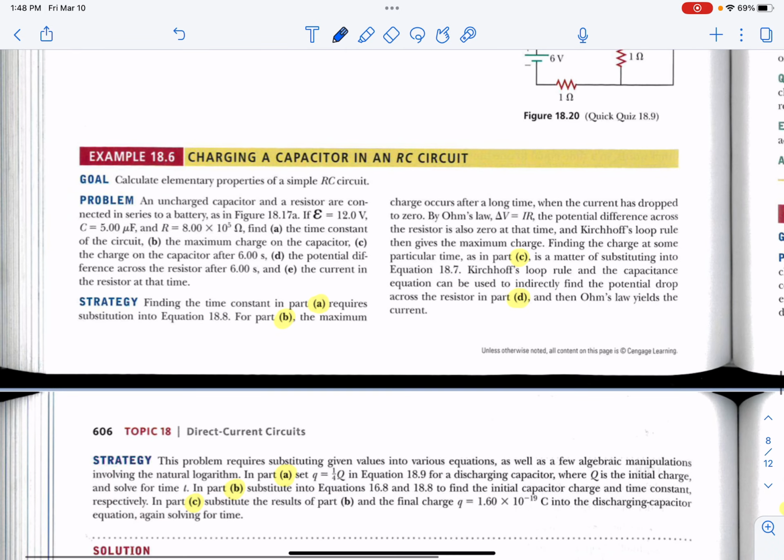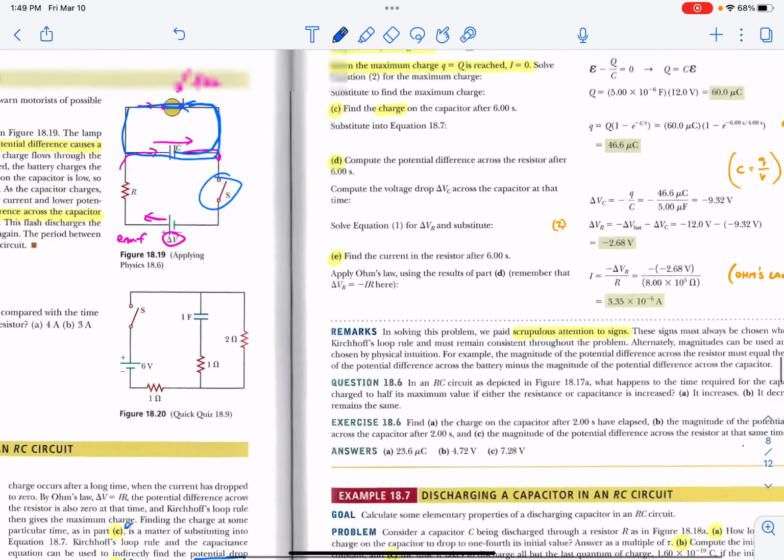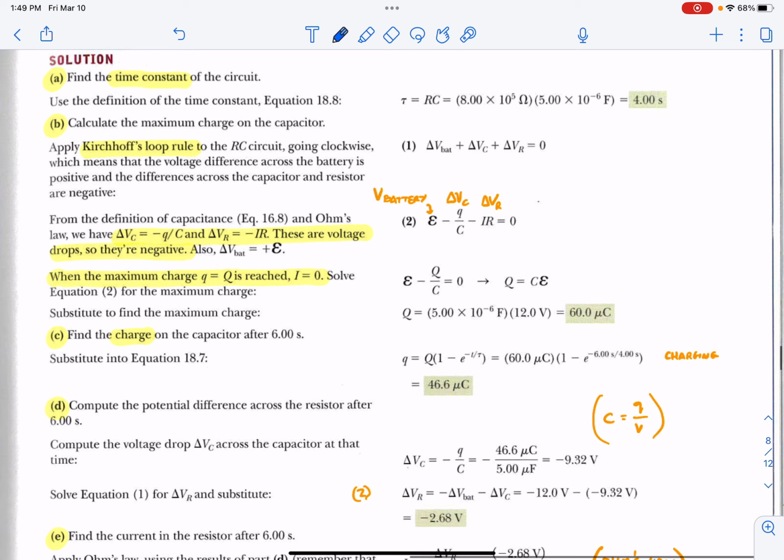If we look at a math problem having to do with charging a capacitor, in this particular problem, we'd like to know, for example, find the time constant, and then we want to find what's the maximum charge that we can get onto our capacitor. We also want to do a couple of other things here and find the potential drop across the resistor. And then also we're going to be using Ohm's law to find the current. So how are we going to do this? So coming over to this problem right here.